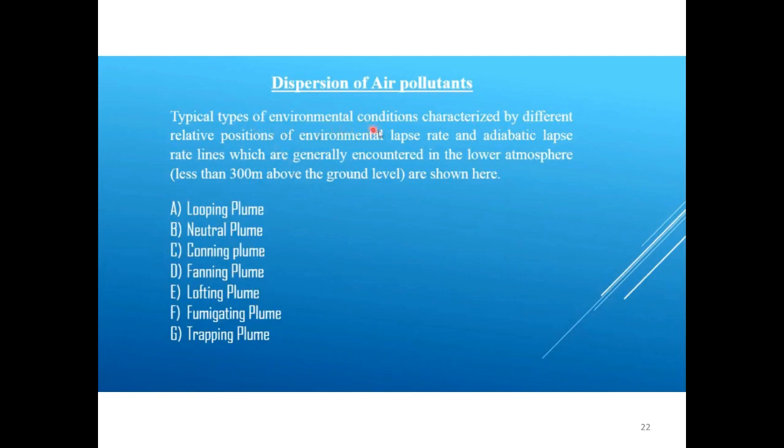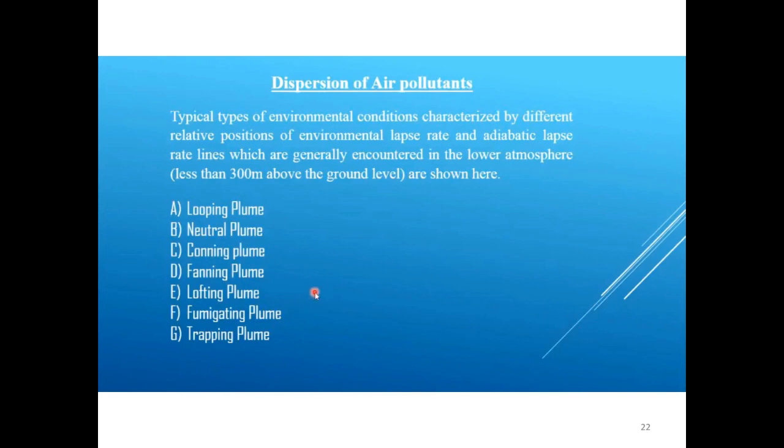Typical types of environmental conditions characterized by different relative positions of ELR and ALR lines are shown here. This phenomenon generally occurs in the lower atmosphere, generally less than 300 meters above ground level. So, depending on the position of ELR line and ALR line, plume patterns can be divided into 7 types. These are known as, first one, looping plume, then neutral plume, then coning plume, fanning plume, lofting plume, fumigating plume, and last one is trapping plume.